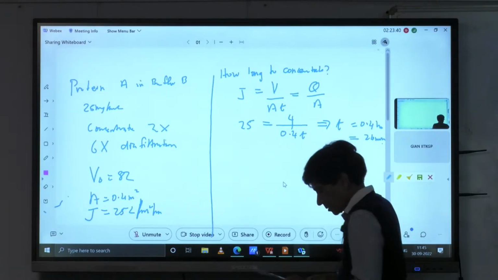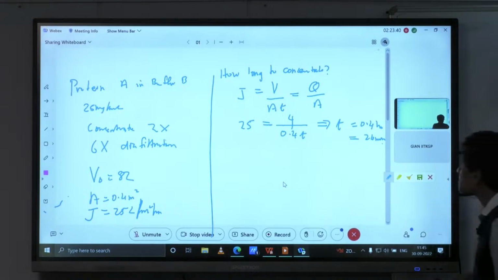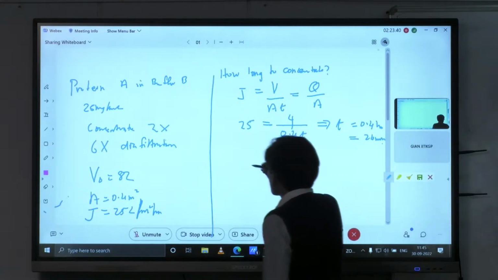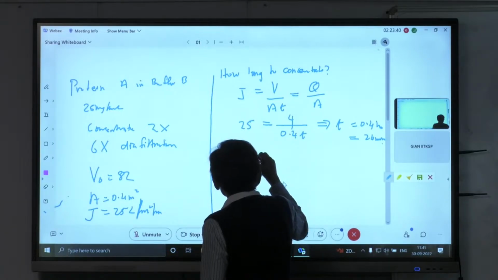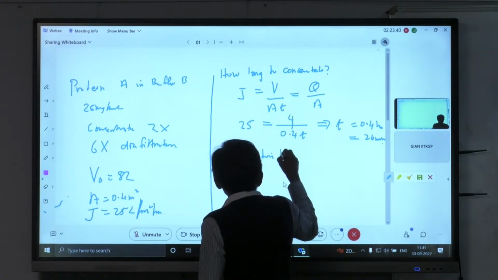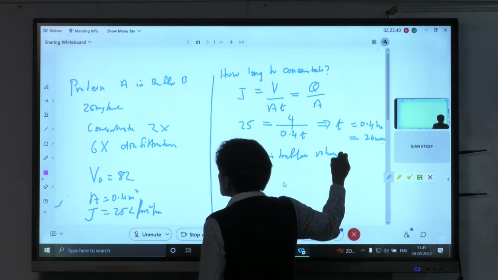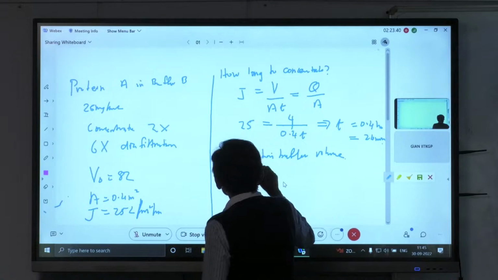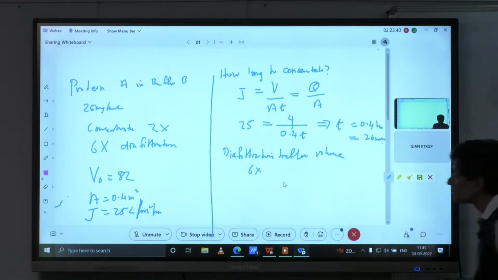Okay. What's the next part of this question? The next part is how much buffer C is required. Okay, that's very simple. Who can tell me how much buffer is required for the diafiltration? I heard 48 liters, right? So it's 6 times what is your volume.